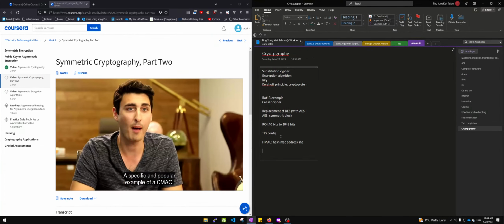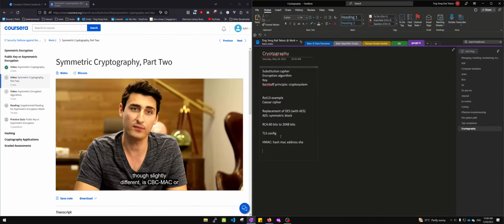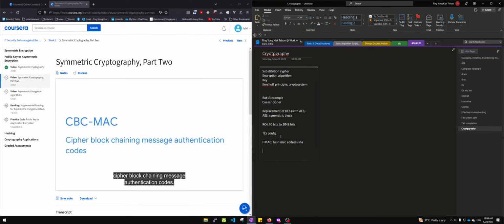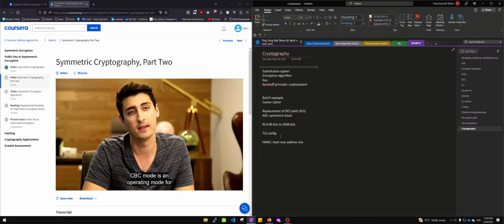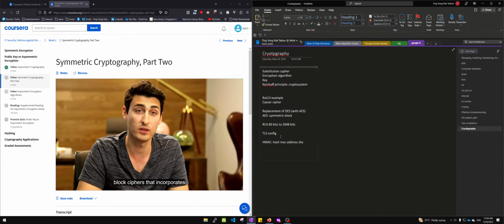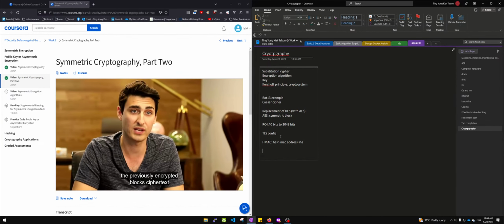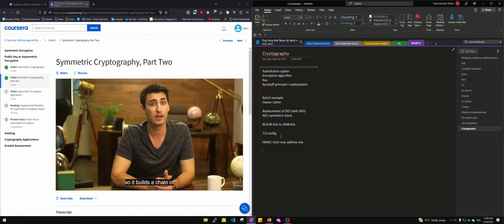A specific and popular example of a CMAC, though slightly different, is CBCMAC, or Cipher Block Chaining Message Authentication Codes. CBCMAC is a mechanism for building MACs using block ciphers. This works by taking a message and encrypting it using a block cipher operating in CBC mode. CBC mode is an operating mode for block ciphers that incorporates the previously encrypted block's ciphertext into the next block's plaintext. So, it builds a chain of encrypted blocks that require the full, unmodified chain to decrypt. This chain of interdependently encrypted blocks means that any modification to the plaintext will result in a different final output at the end of the chain, ensuring message integrity.